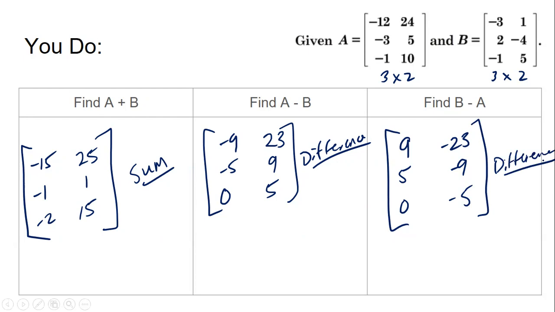How do we feel? Not too bad. Doable? Awesome. Are we going to talk about when they're different? Like if it's 3 by 2 and something else? Then there's no solution. You cannot add or subtract if the dimensions are not the same.